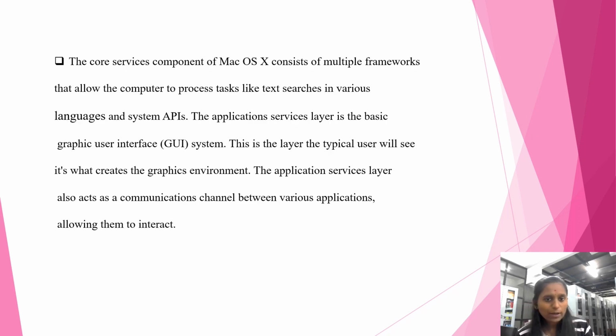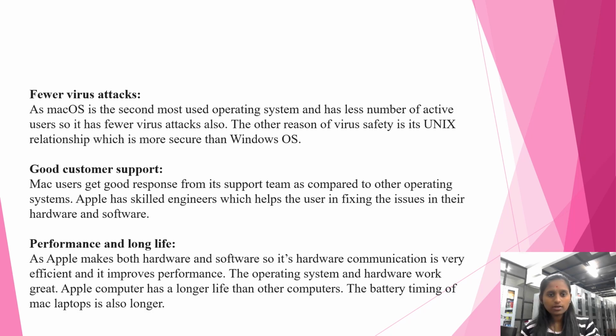Services component of Mac OS X consists of multiple frameworks that allow the computer to process tasks like text searches in various languages and system APIs. The application services layer is the basic graphic user interface, abbreviated as GUI systems. This is the layer the typical user will see, and its work creates the graphic environments. The application services layer also acts as a communication channel between various applications, allowing them to interact.